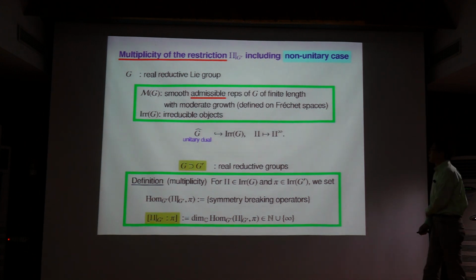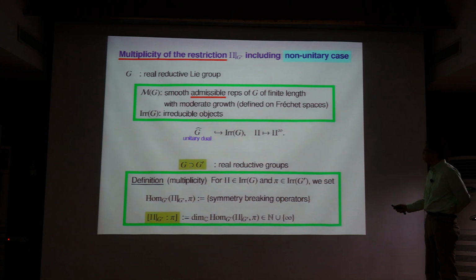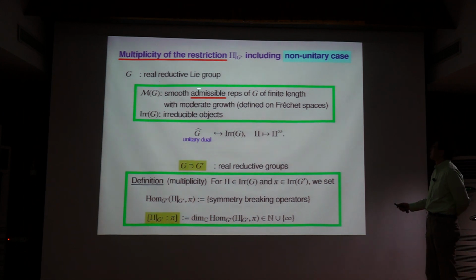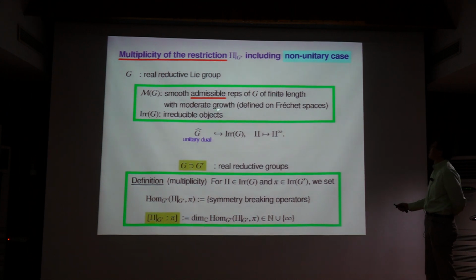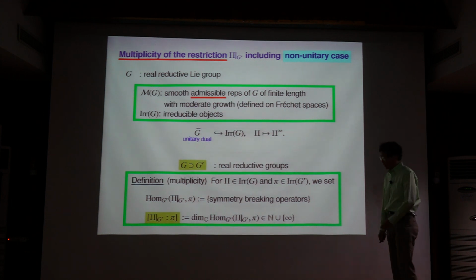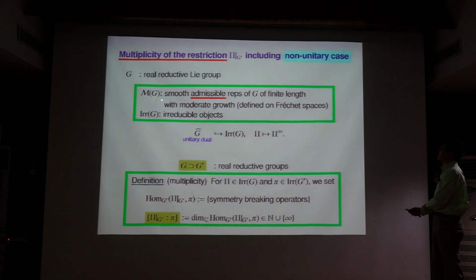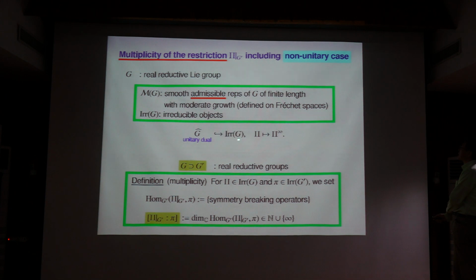We also want to discuss non-unitary representations, so including non-unitary cases. So let us fix some topology for continuous representations. We shall adopt in this talk the so-called Casselman-Wallach globalizations. Let MZ be the category of smooth admissible representations of finite length with moderate growth, defined on Fréchet spaces. There is a natural equivalence of categories between MZ and Harish-Chandra modules, so finitely generated (g,K)-modules. We denote by Irr(Z) the irreducible objects. Then there is an injective map from the unitary dual to these irreducible representations, which are not necessarily unitary, by taking smooth vectors.